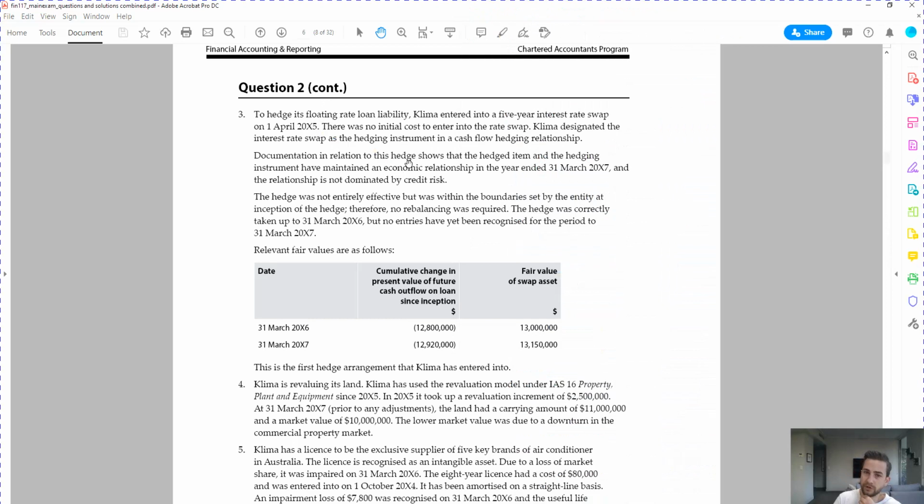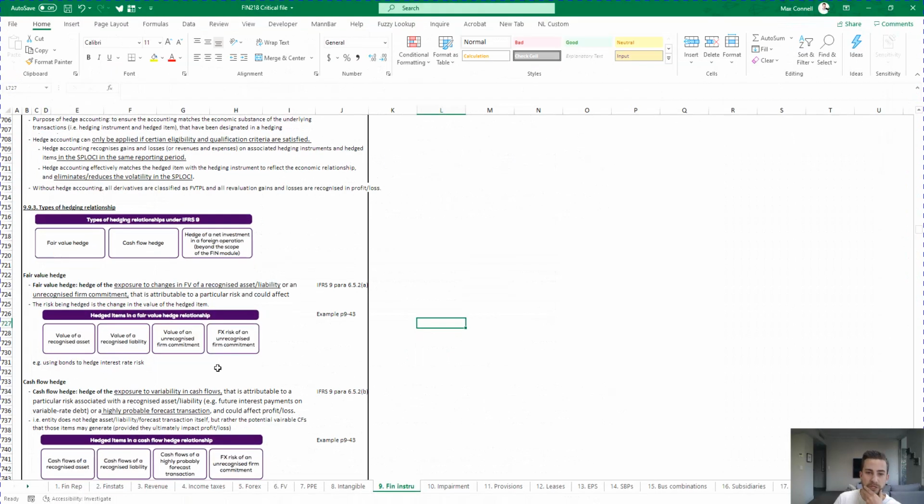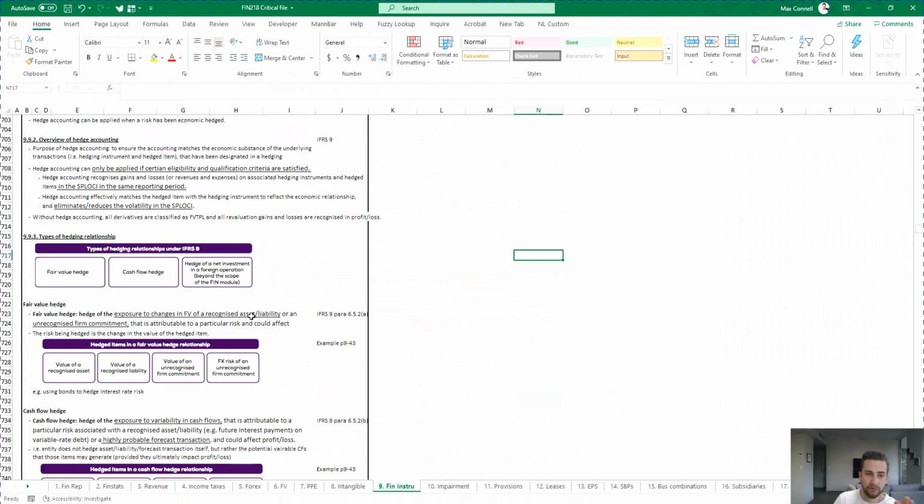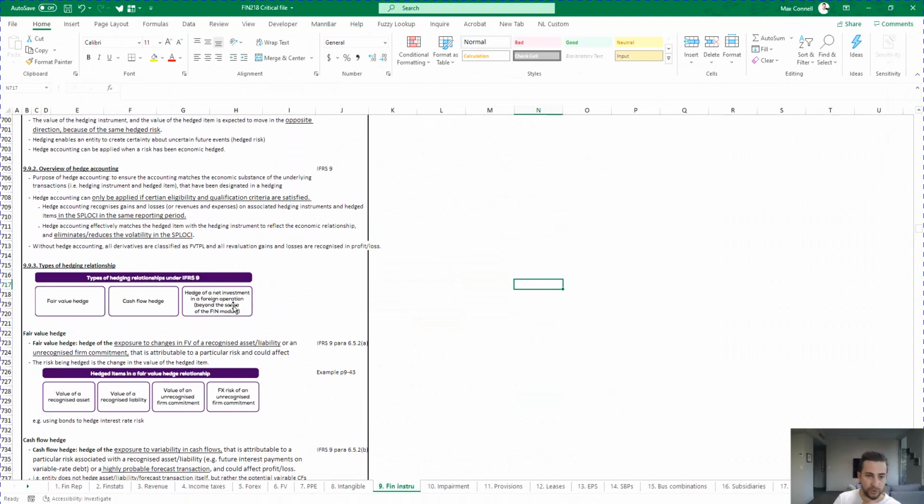To hedge its floating rate loan liability, they've entered into a 5-year interest rate swap in April 2015. There was no initial cost to the swap. They designated the interest rate swap as the hedging instrument in a cash flow hedge. So straight away we know it's a cash flow hedge as opposed to a fair value hedge. And I mean, you can read your FIN module to figure out what type of hedge it is in case it doesn't say. Generally it will say in the question whether it's cash flow or fair value.